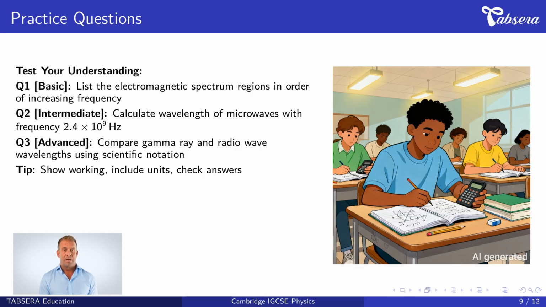Question 2 is intermediate. It states, calculate the wavelength of microwaves with frequency 2.4 times 10 to the power 9 Hz. This requires you to apply the wave equation we've learned. Question 3 is advanced. The question is, compare gamma ray and radio wave wavelengths using scientific notation. This tests your analytical skills and understanding of orders of magnitude. For all questions, remember to show your working clearly, include units in every step, and check your answers make physical sense.